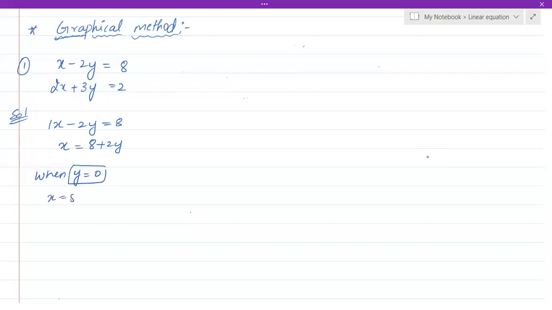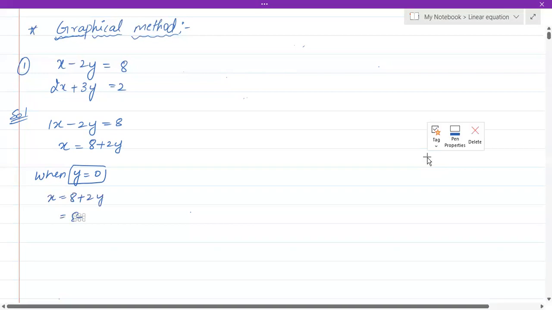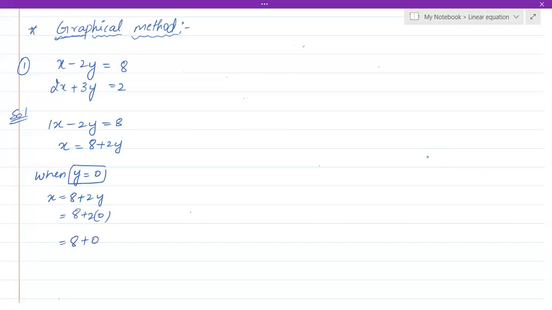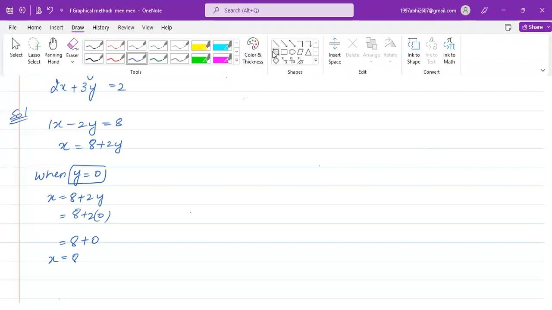x is what? 8 plus 2y. So in place of y, we have to put 0. So 8 plus 2 into 0 is 0, so 8 plus 0 is 8. So the x value is 8. Similarly, let's give 2 more values. The next value that I'm going to give is a positive value.